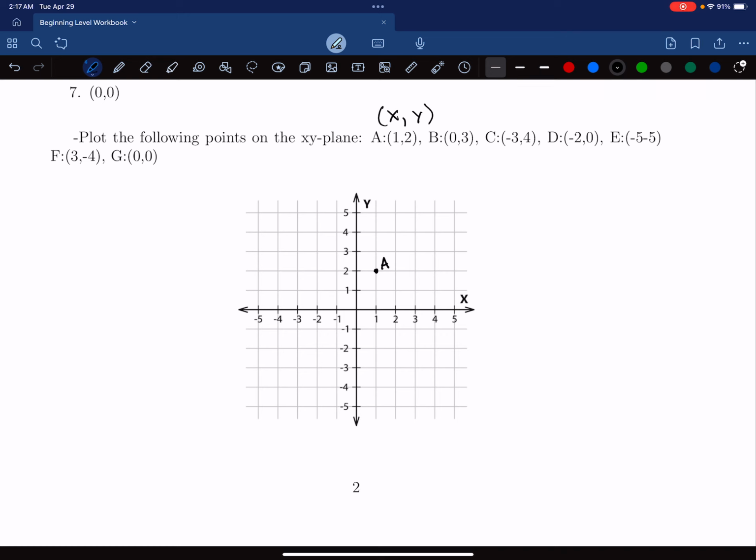Looking at point B, I encourage you to pause the video and plot all the rest of the points on your own now that you have looked at an example, because everything is still the same exact process. Assuming you have given it a go, let's work through it. For point B, we have 0, 3. So x is 0, so we're just going to stay here. But y is 3, so we're going to go up 3: 1, 2, 3. And this is going to be point B.